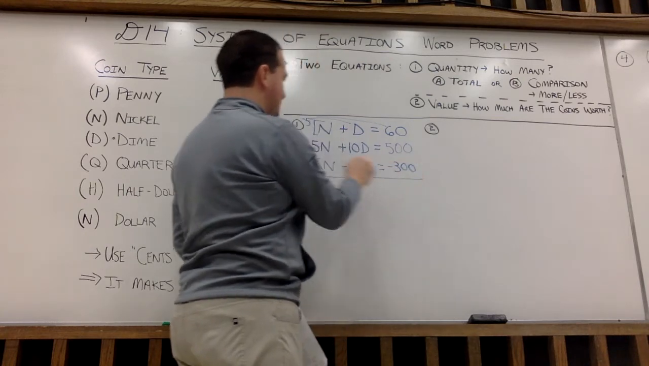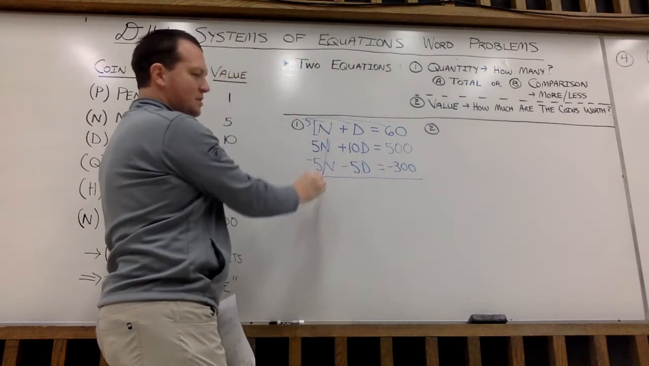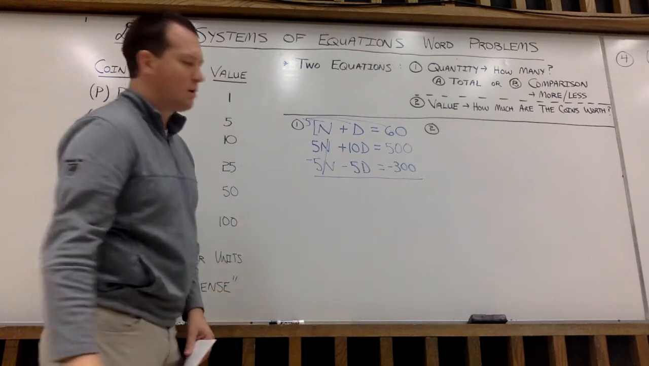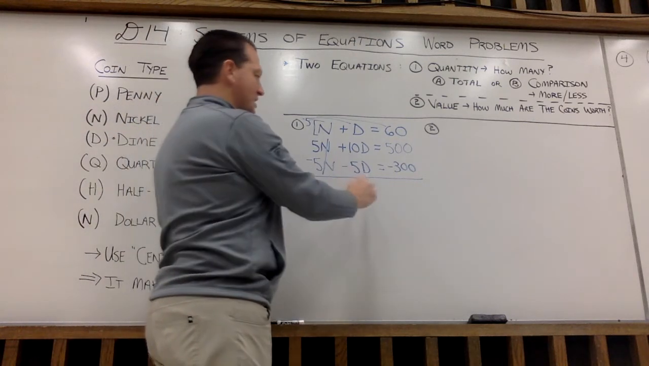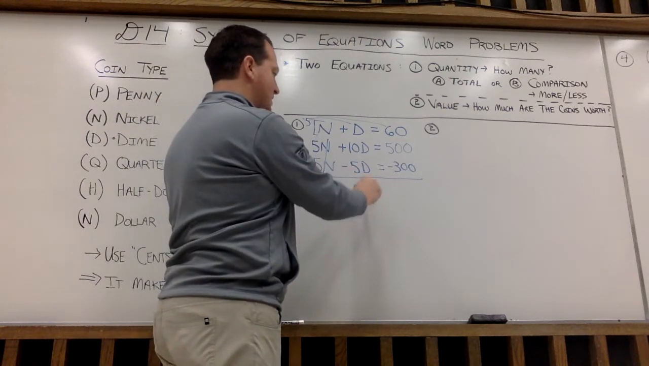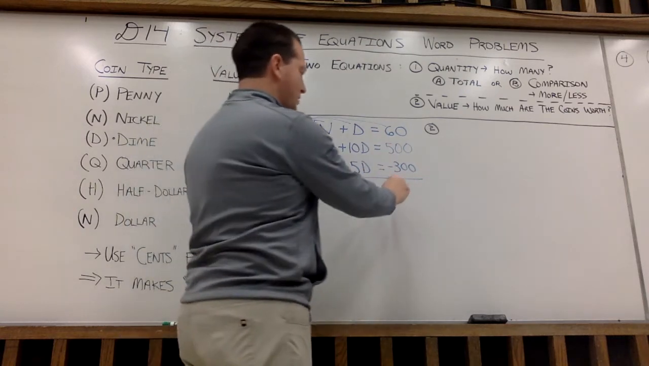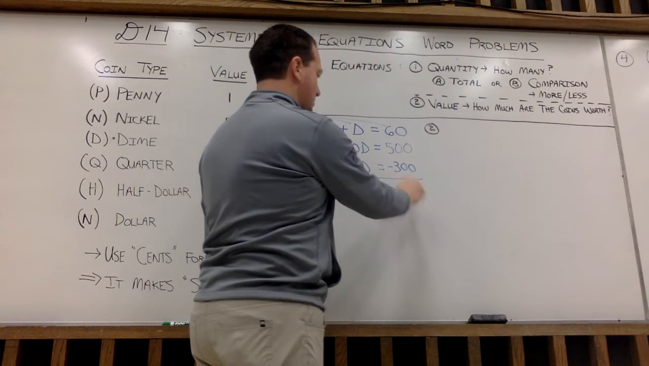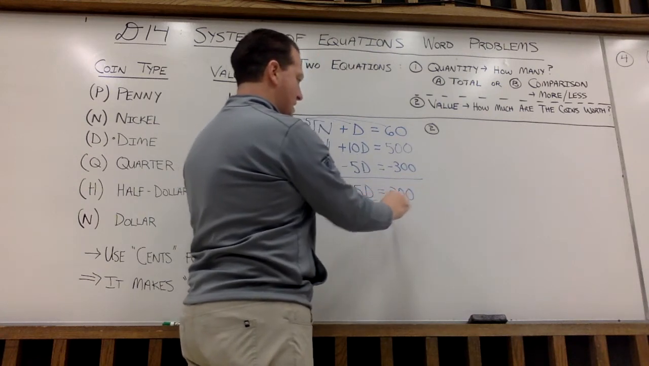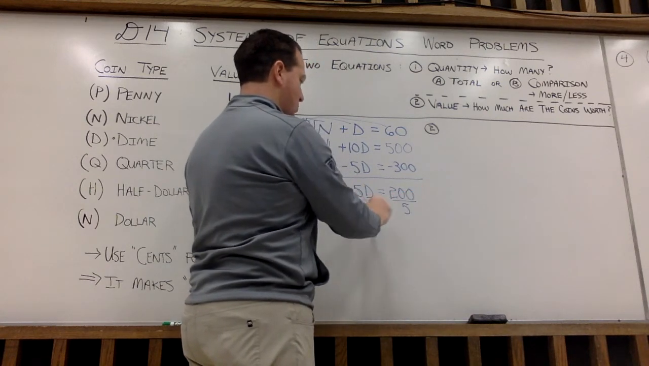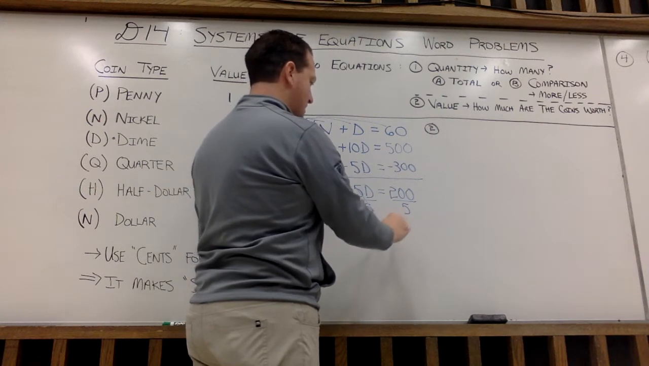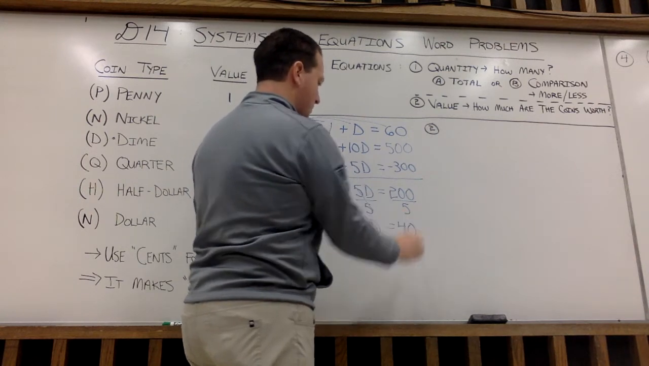Since I have opposites, I can add the equations. The n's cancel out, make 0. My d's, 10 and -5, make 5d, will equal 500 and -300 is 200. Divide both sides by 5. And I'm going to have d, my number of dimes, is 40.